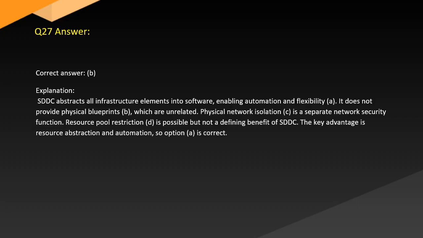Answer. Correct answer, B. Explanation. SDDC abstracts all infrastructure elements into software, enabling automation and flexibility. B, providing physical blueprints, is unrelated. C, physical network isolation, is a separate network security function. D, resource pool restriction, is possible but not a defining benefit of SDDC. A key advantage is resource abstraction and automation, so option A is correct.